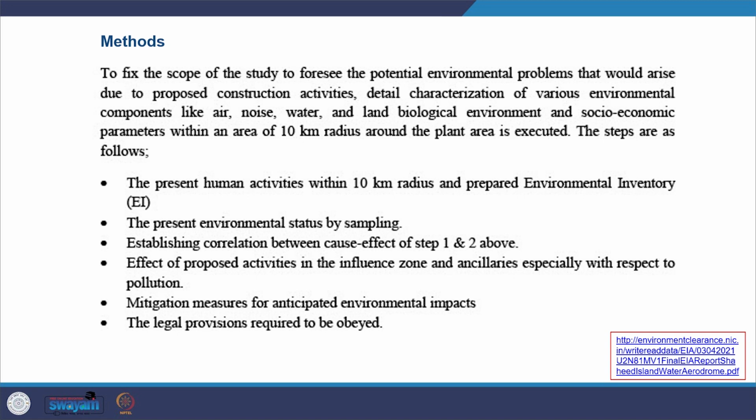Then they did the cause-effect analysis by integrating the first and second. That is, first they established the human activities around 10 kilometers. Then they also had the environmental status. So they created a cause and effect relationship to understand what kind of human activities are having an impact on the resources or the environment. Based on that, they created the influence zone and all kinds of ancillary areas with respect to pollution. And then they created mitigation measures for the anticipated environmental impact, and identified what kind of legal provisions are required to be obeyed.